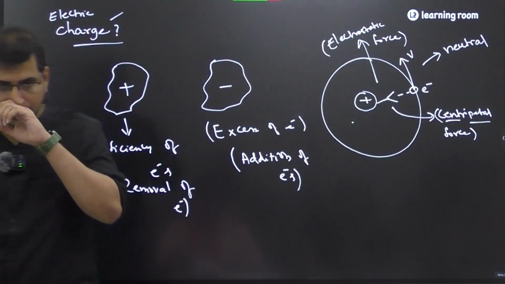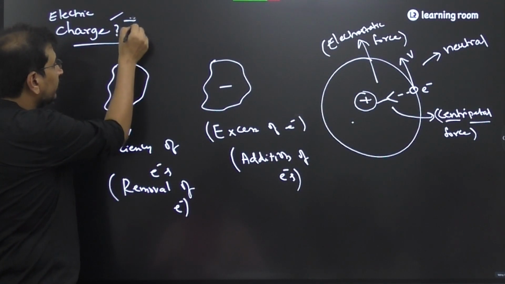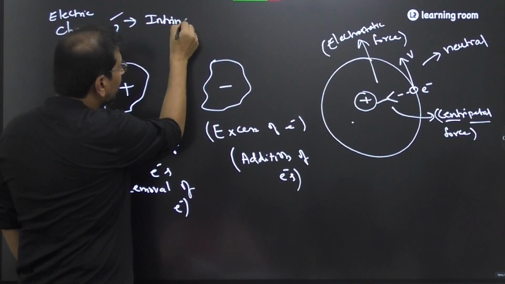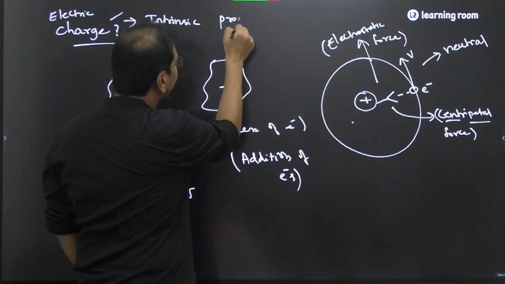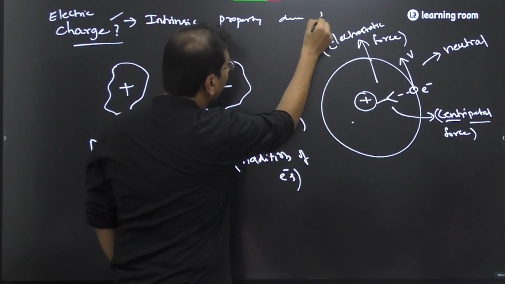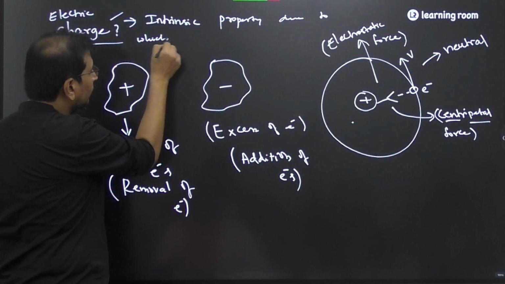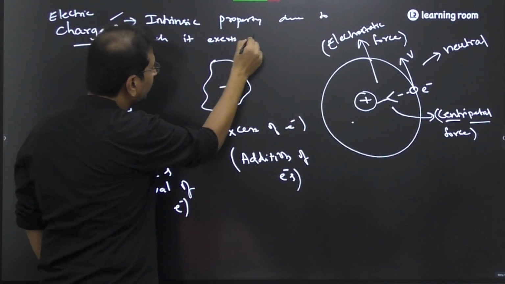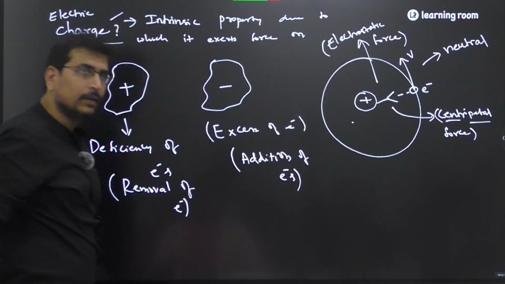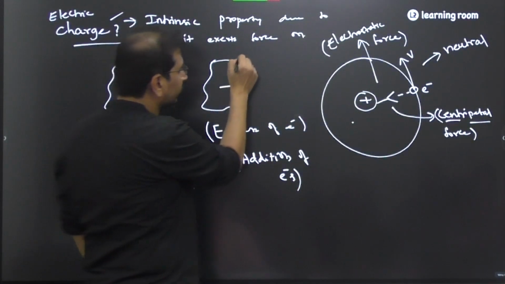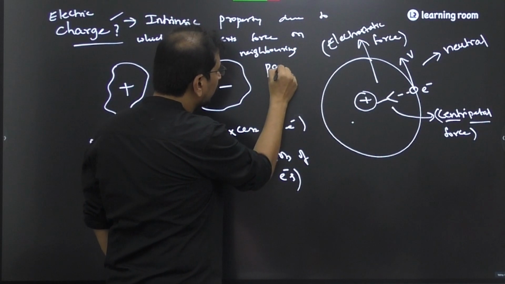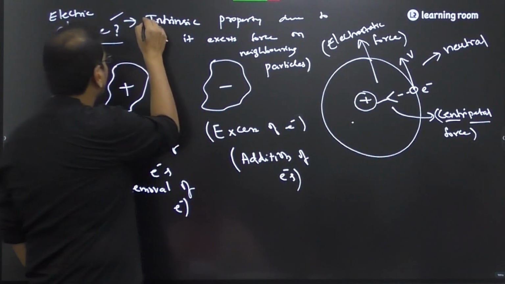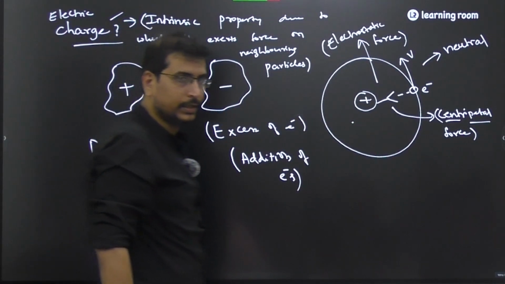So, consolidating all this information, if I have to give you a definition of what it is called, it is something called an intrinsic property. Intrinsic means naturally occurring. Intrinsic property due to which, what is it doing? It exerts force on neighboring particles. We'll visualize this, okay? We'll visualize this. Neighboring particles. So this is the definition of electric charge.